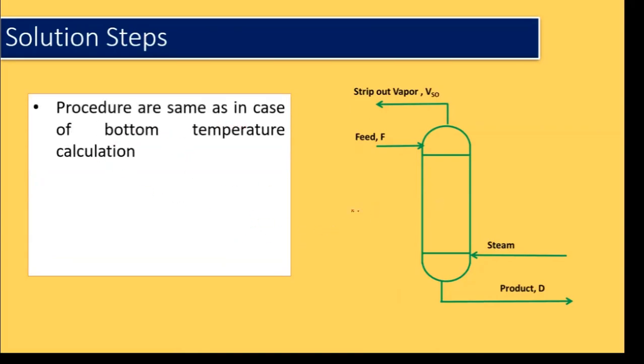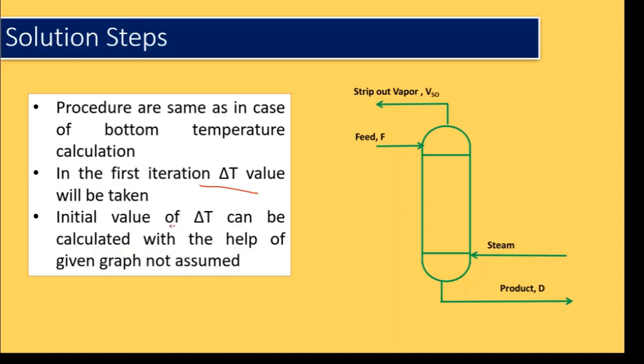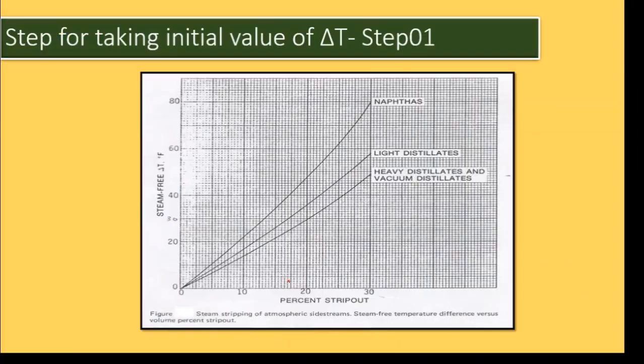So what are the solution steps? The procedure is the same as in the case of the bottom temperature. First we have to assume the delta T value, but the assumption and the initial iteration steps are totally different. That is the important thing we have to discuss here: how to assume the delta T value. There is a procedure for assumption of the delta T value.